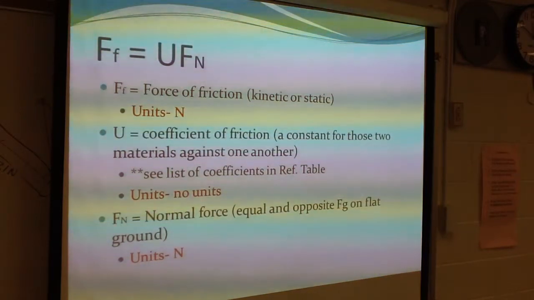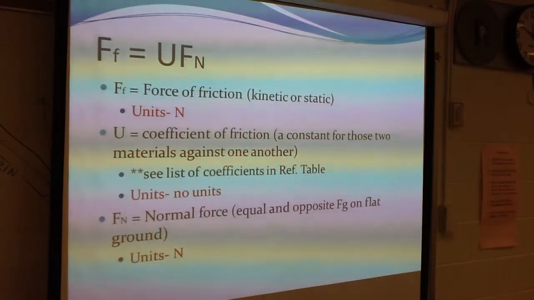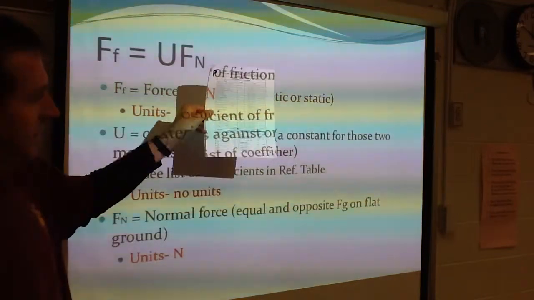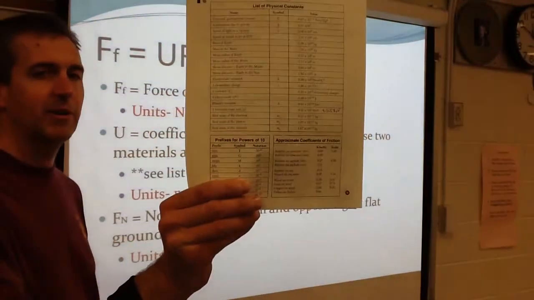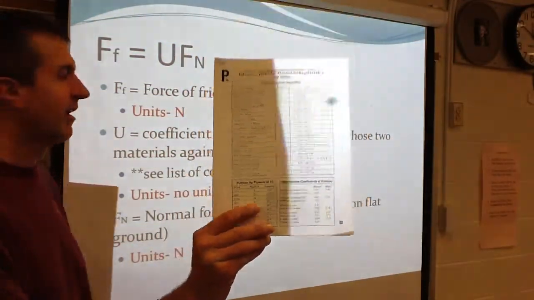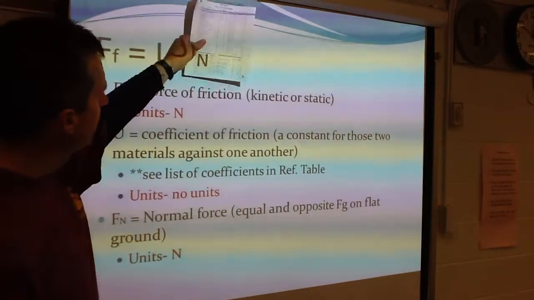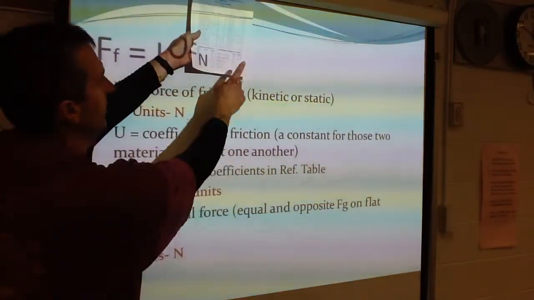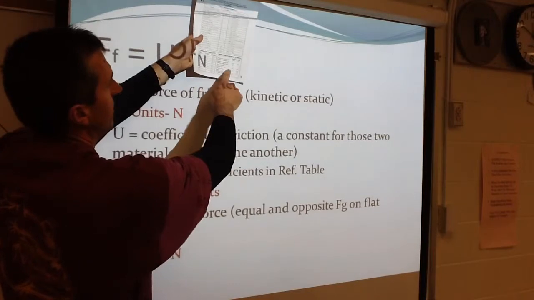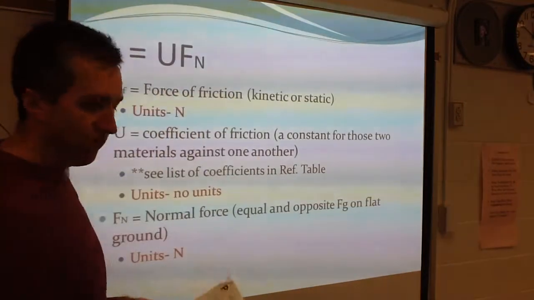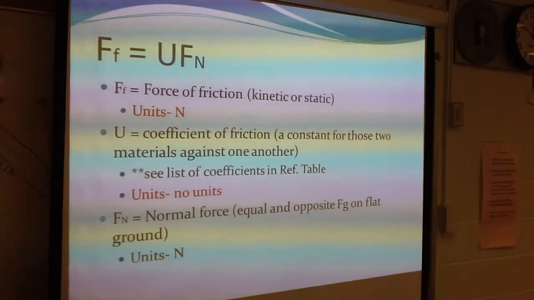And the reference table actually lists these coefficients of friction. I'll just hold it up here. I'll hold it a little closer to the camera. It's on the front page of your reference table. Whether you can see it or not, it's up for grabs. But it's on the front page. It's on the bottom right-hand corner. And there's coefficients of friction, and it compares some things.